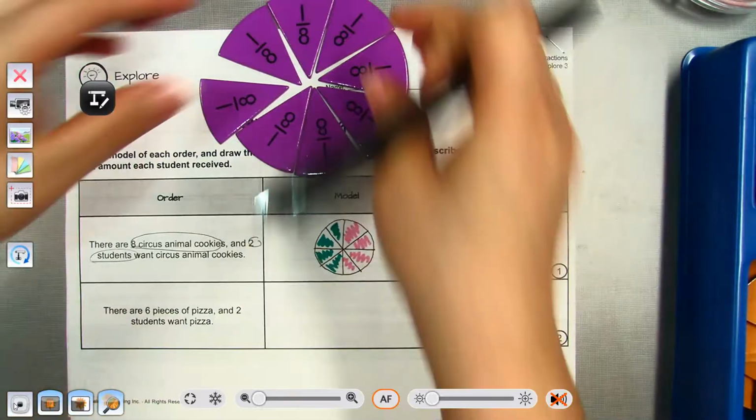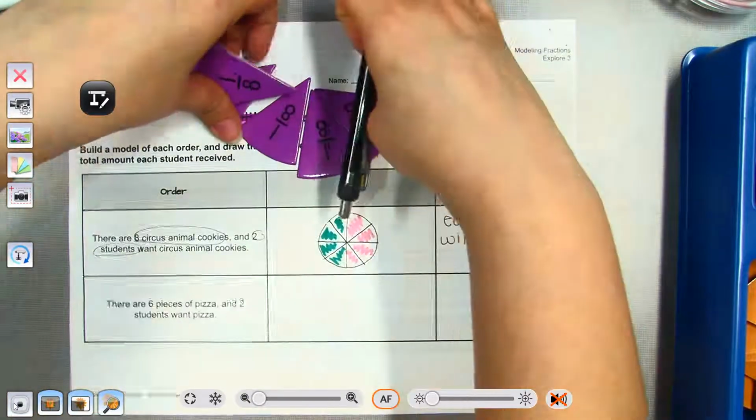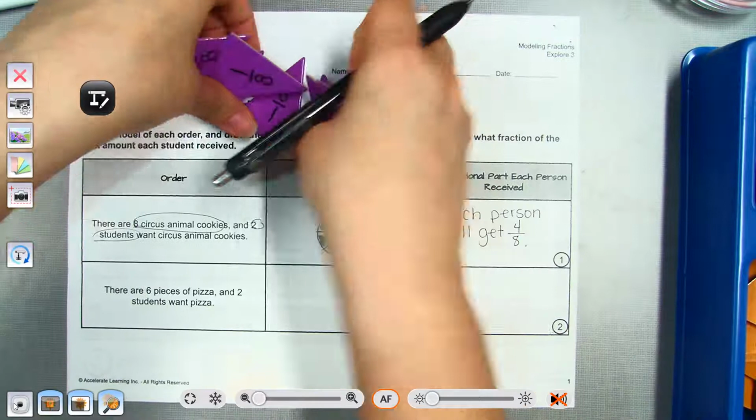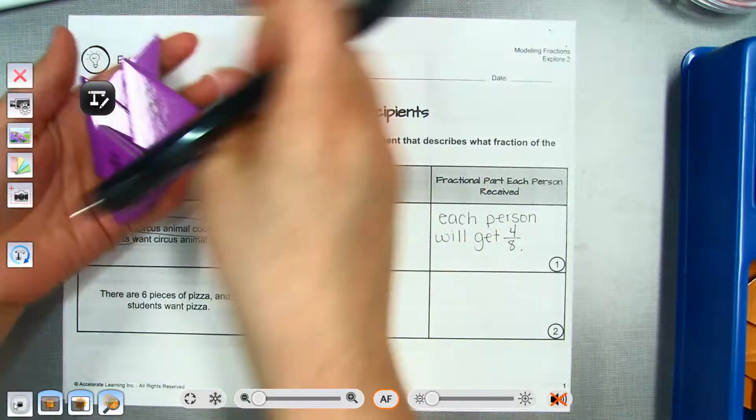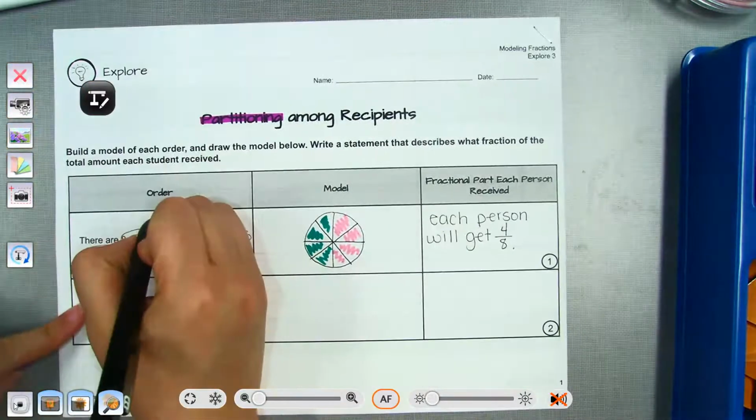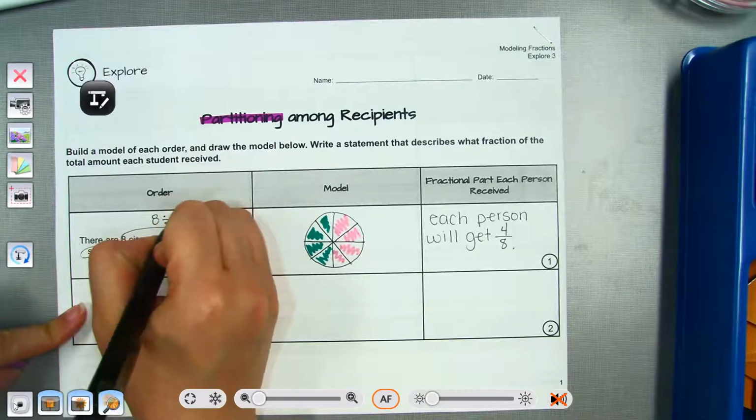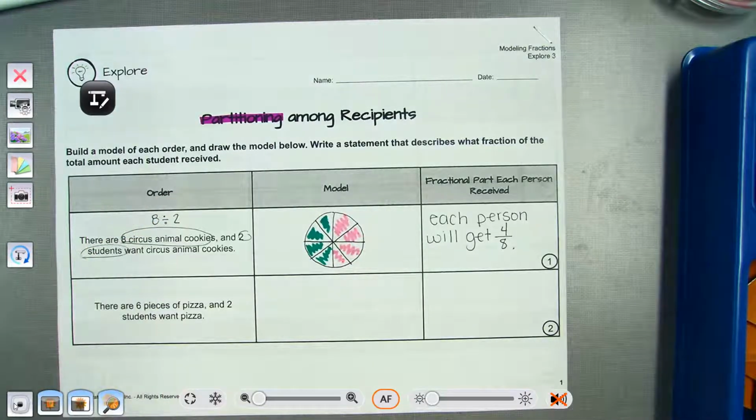Okay. So that's why we have our fraction circles to help us. So it's kind of like you're dividing. We divided 8 into 2, and then we're writing that into a fraction. Okay. Let's look at our next one.